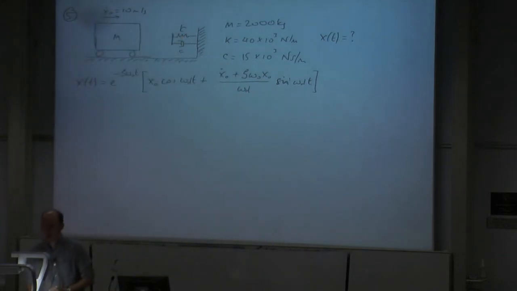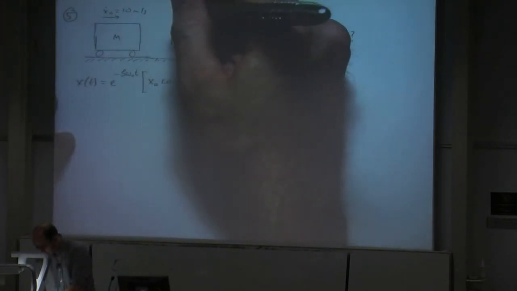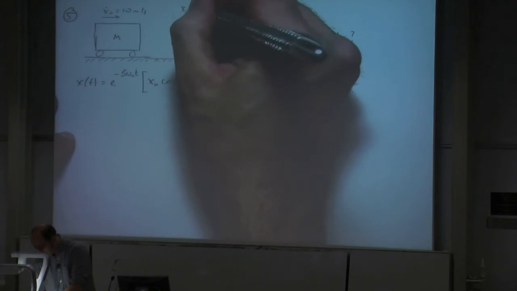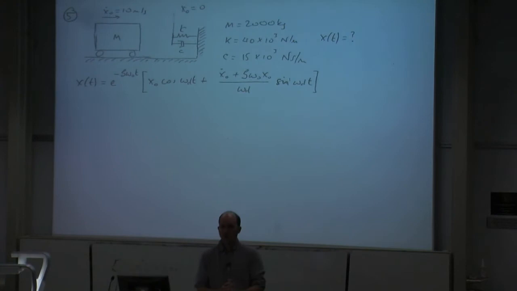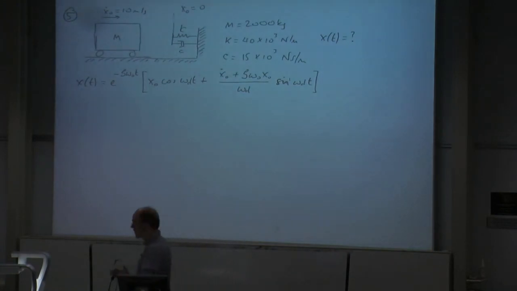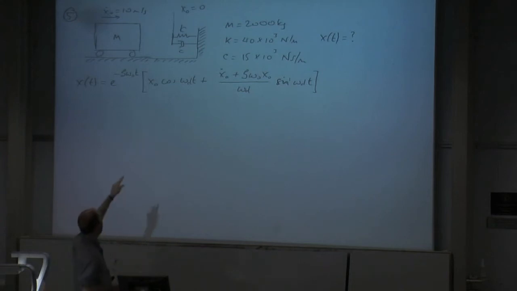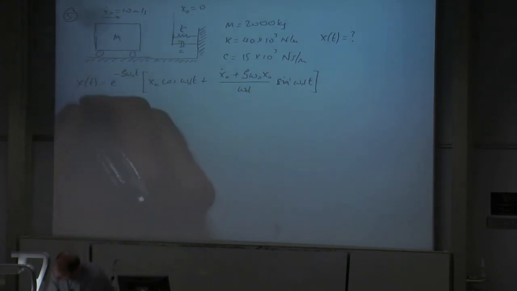We know x dot 0 is 10 metres per second. We also know that x 0 equals 0, so we can assume that there's 0 displacement at time equals 0, but a velocity of 10 metres per second. But there's a few other things we need to know. We need to know omega naught, we need to know zeta, and we need to know omega d. So let's find omega naught.